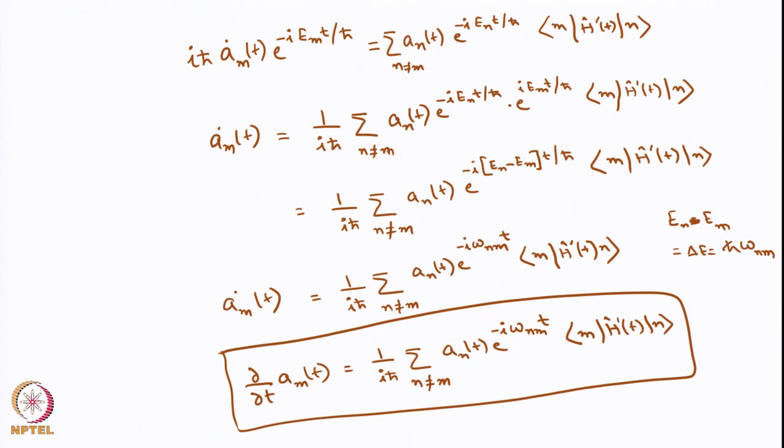Now, we will see that the time dependence of a coefficient m will depend on all the other coefficients a n, where n is not equal to m. That means, let us take m equal to 3 and there are a total of 10 wave functions, then the time dependence of a 3 will depend on a 1, a 2, a 4, a 5, a 6, a 7, a 8, a 9, a 10. So, it will depend on all the rest of the coefficients.